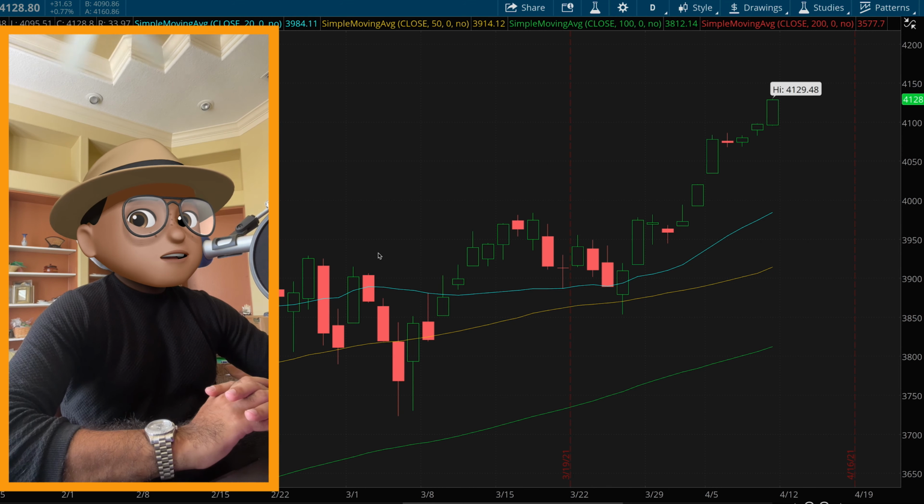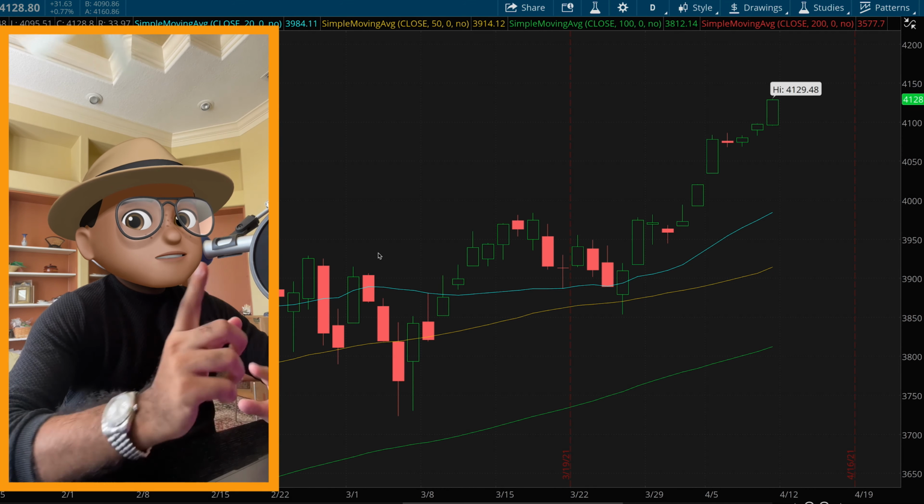So this is trading basics. We're talking candlesticks. Let's get into it.